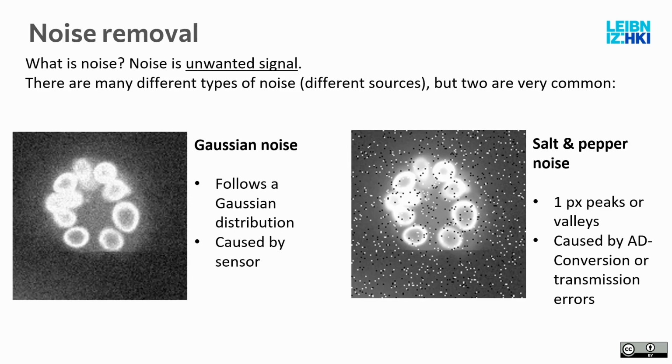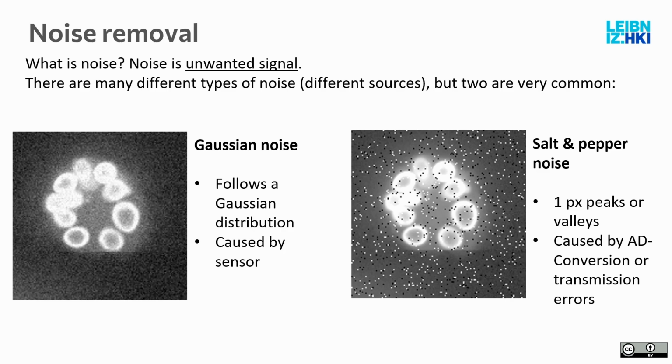For example, noise removal. So, what is noise? You can look this up on Wikipedia, you'll find millions of definitions. But one definition of noise is basically signal that we did not want. There are also different kinds of noise, which makes it a bit more complicated, but common ones are Gaussian noise and salt and pepper noise. Here I took these clusters of spores and added some strong Gaussian noise onto it. You will see how it looks. It follows a Gaussian distribution, that's why it's called Gaussian noise.